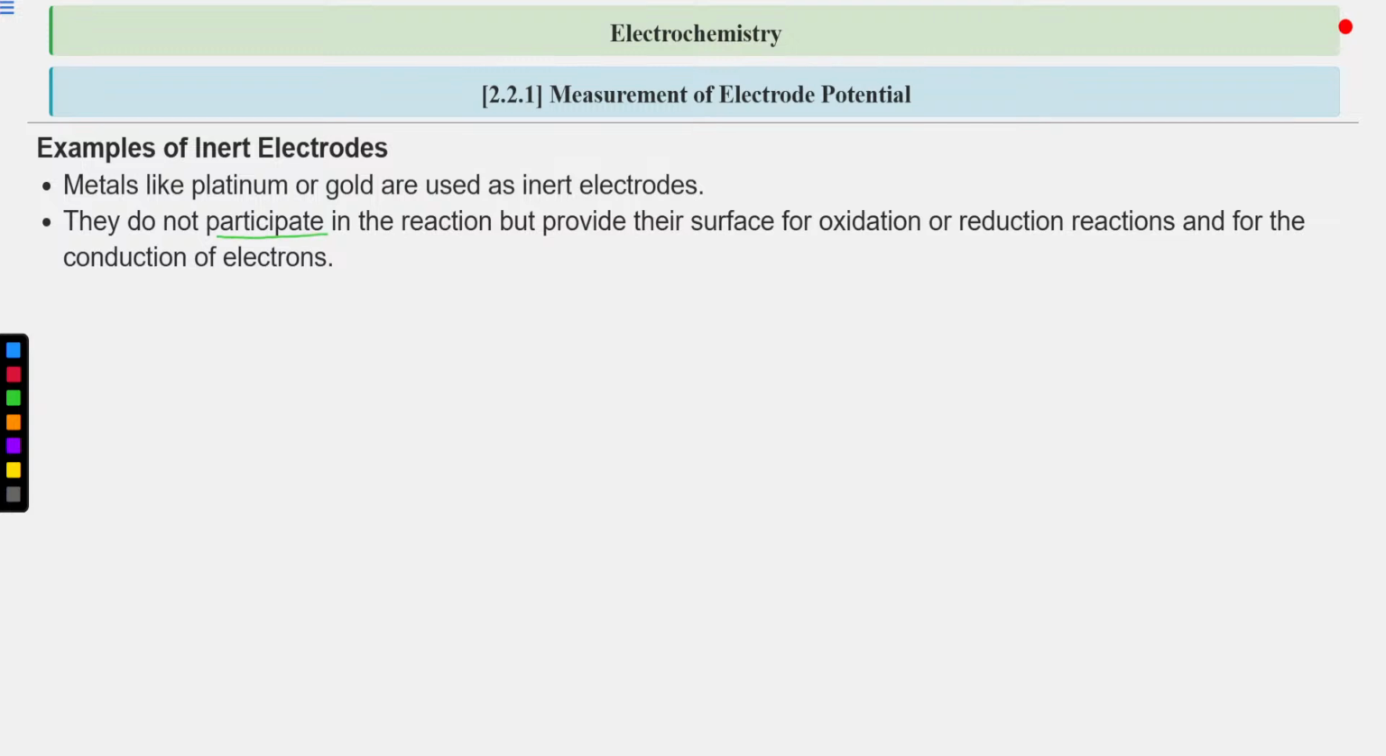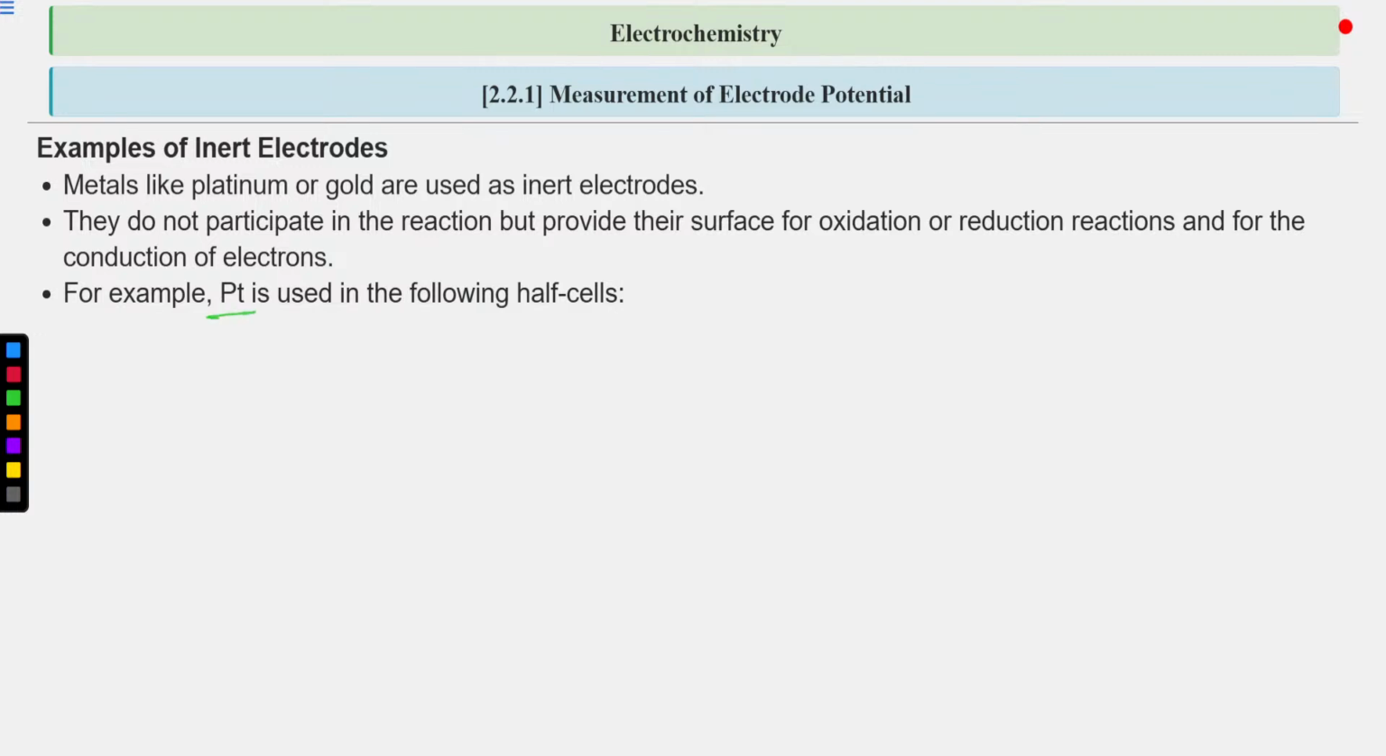They do not participate in the reaction, they do not react, but provide their surface for the oxidation or reduction reactions and for the conduction of electrons. Okay, that's why we are calling it as inert electrodes, and why we are using it, because they do not participate in the reaction and they provide the surface for the happening of oxidation and reduction reactions and for the conduction of the electrons, the passage of the electrons.